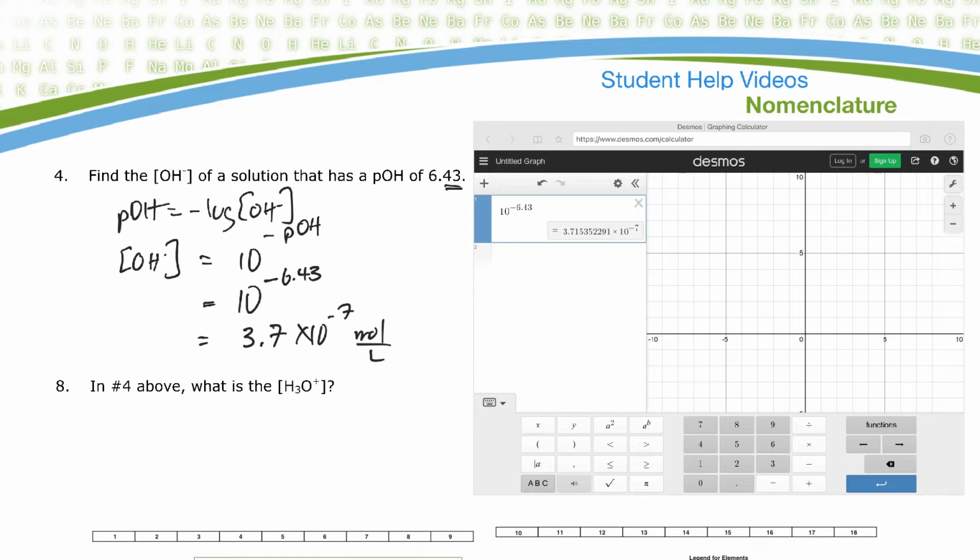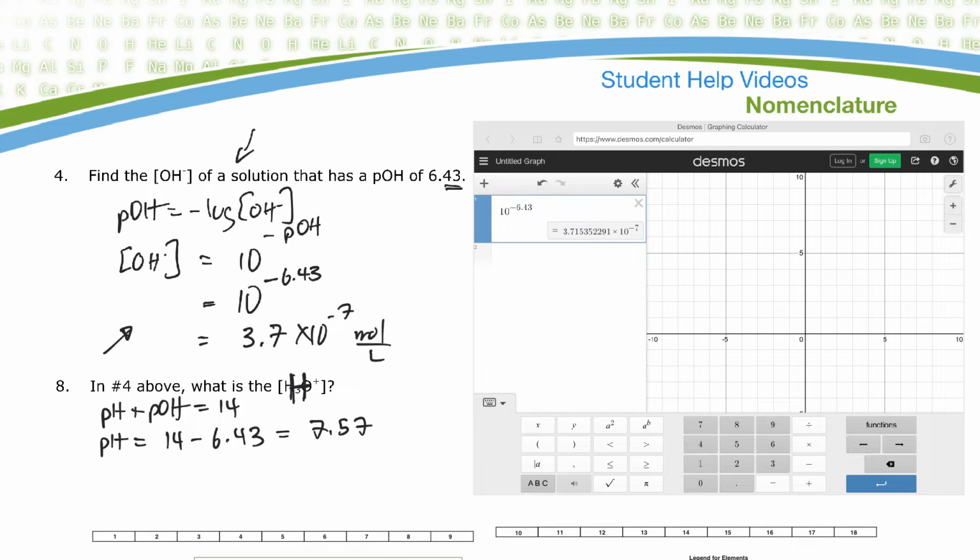And then number 8 says, in number 4 above, what is the H3O plus? Now, hydronium, you'll learn more about in Chem 30, but for now, we can just treat that as the hydrogen ion concentration. If they want to know that, a couple of different ways you can do that. Probably the easiest way is to figure out what the pH is first, and then do the same kind of formula. I know that the pH plus pOH is equal to 14. So the pH of this solution has got to be 14 minus 6.43, or that'll be 7.57, I think.